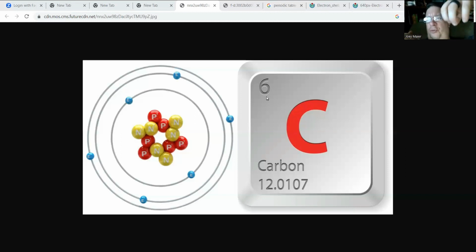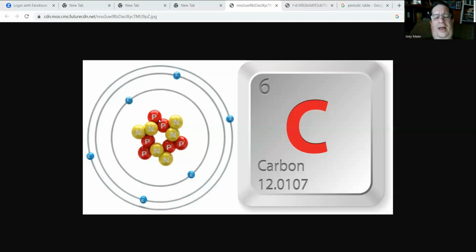But this one that has 6 protons could be a different isotope from this one that has 6 protons. The first one will have a different number of neutrons than the second atom does. You can't change the number of protons in an atom. You can't change the number of neutrons in an atom, but you can absolutely change the number of electrons whizzing around the outside.